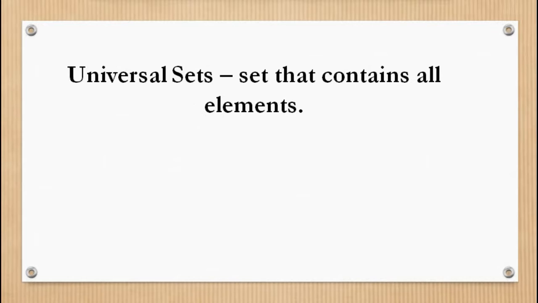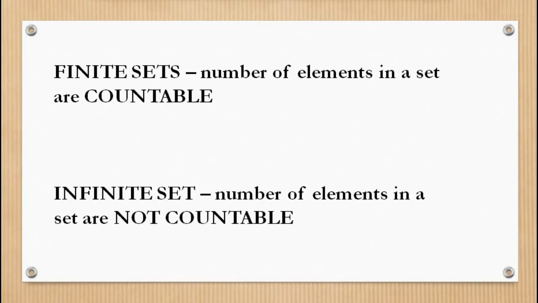So next is the universal set. A universal set is the set that contains all elements relevant to a particular discussion or problem. And we have two types of sets, which are the finite set and the infinite set. So first, a finite set is one where the number of elements in the set is countable.